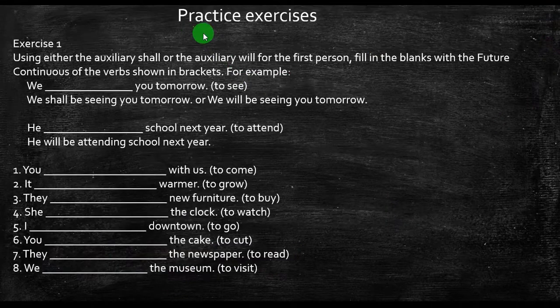So here are the practice exercises, right? Using either the auxiliary shall or the auxiliary will for the first person, fill in the blanks with the future continuous of the verbs shown in the brackets. Here are examples for you. Follow the examples and then do this exercise. You may pause the video to do the exercise, and at the end of the exercises we will check the answers. So let's move on to our next exercise.